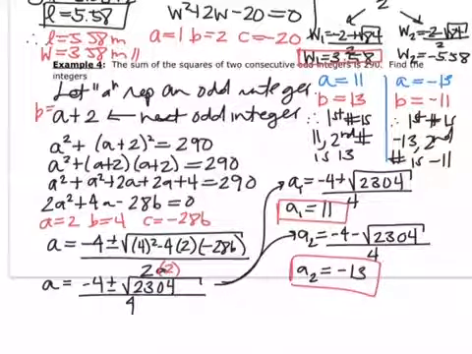So sometimes we could have two legitimate answers. At this point, you have enough information to be able to work on your homework for this section.